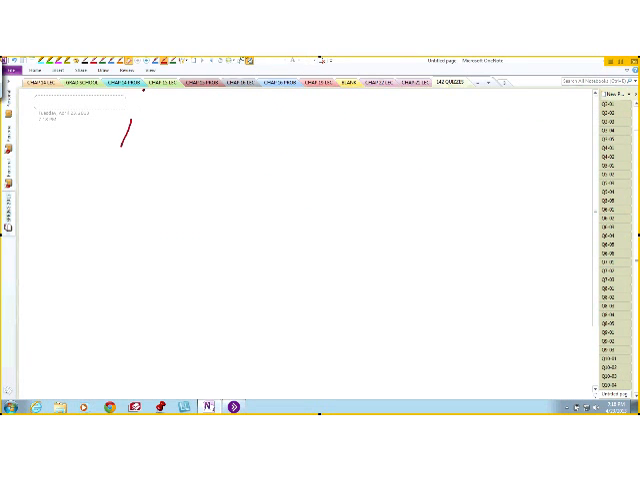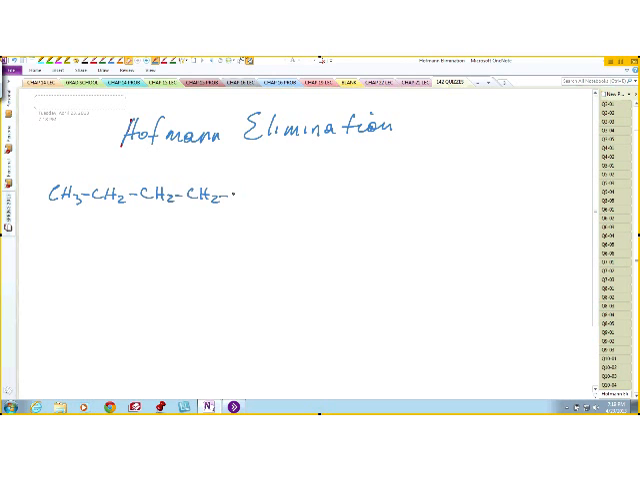There is a reaction we call Hoffman elimination. Okay. If I have this molecule here, this is a very simple reaction. Say I have this molecule.